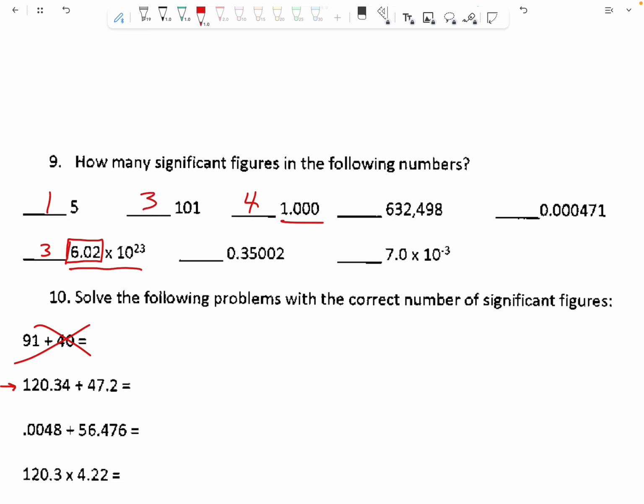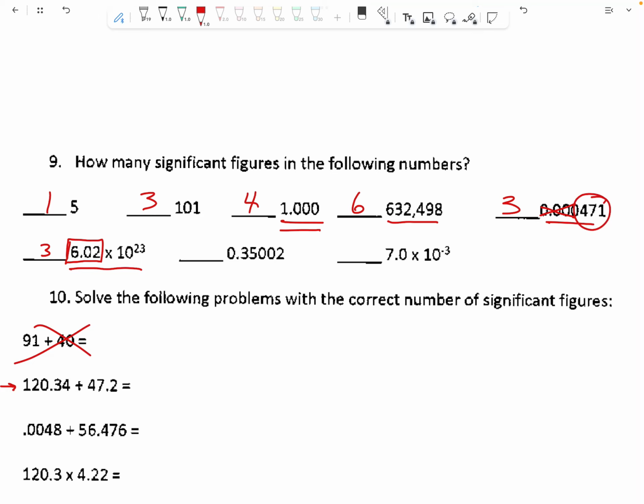So we talked about the 1.000. The zeros are significant because of the decimal, so there's 4 sig figs. In the number 632,498, there are 6 sig figs. And in this number here, there are only 3. These zeros are called leading zeros. They do not count. So the only ones that do count are the 4, the 7, and the 1.